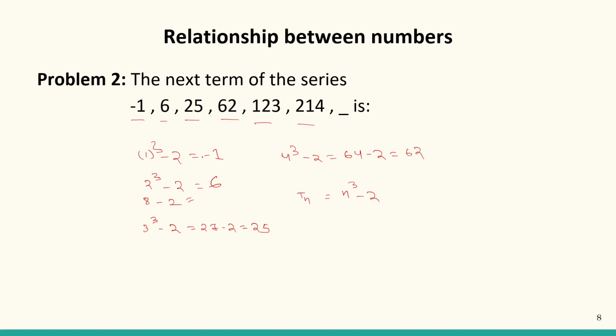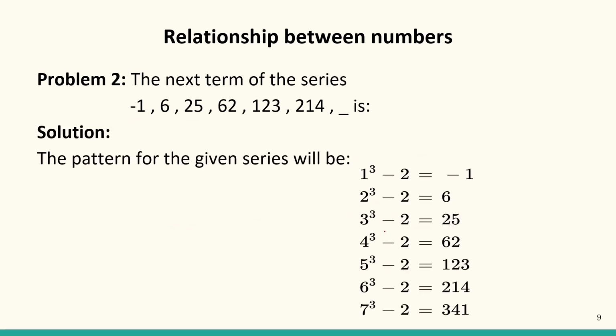Okay. So for the 1, 2, 3, 4, 5, 6, 7, for the seventh term, T7 will be equal to 7 cube minus 2. 7 cube is equal to 343. So this implies that 7 cube minus 2 is equal to 341.